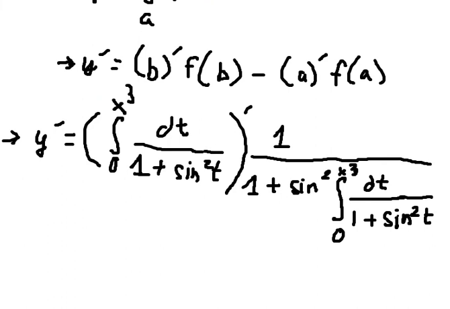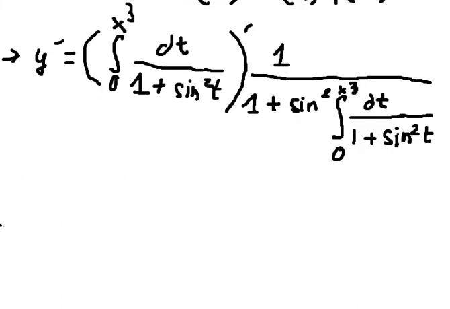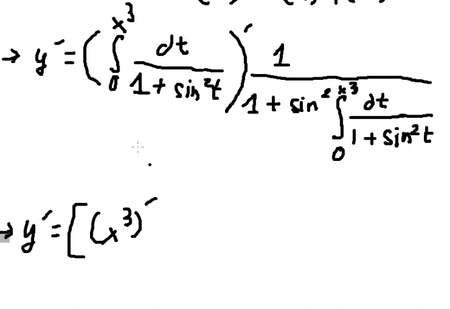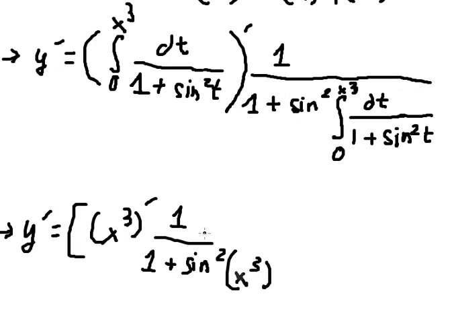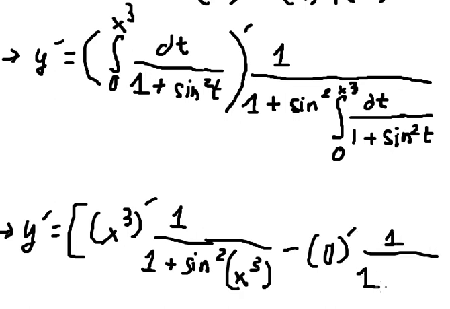So for this one, we continue taking the first derivative. So that is about, we take the first derivative of s to the power of 3, and this one will change for t. Minus, we take the first derivative of number 0, and we have 1 over 1 plus sine 0 square.